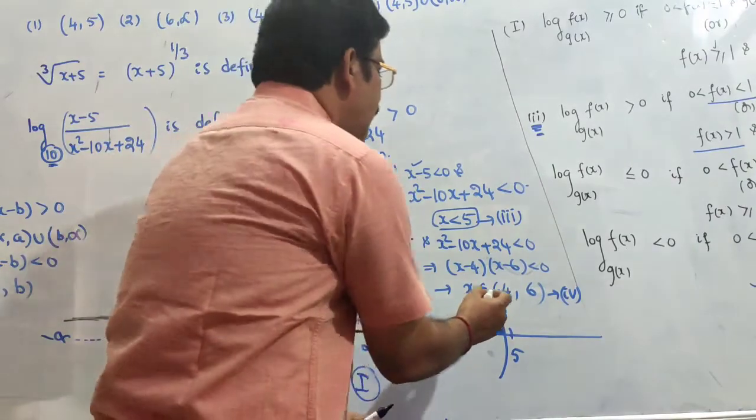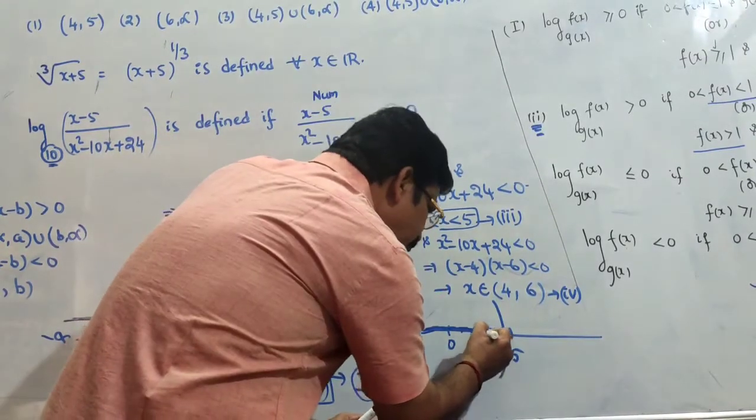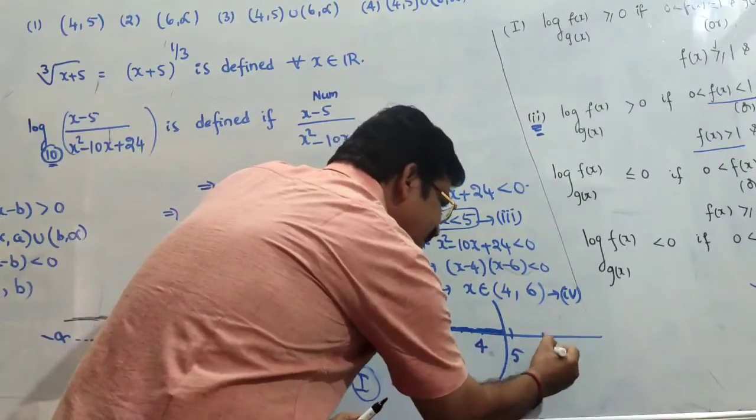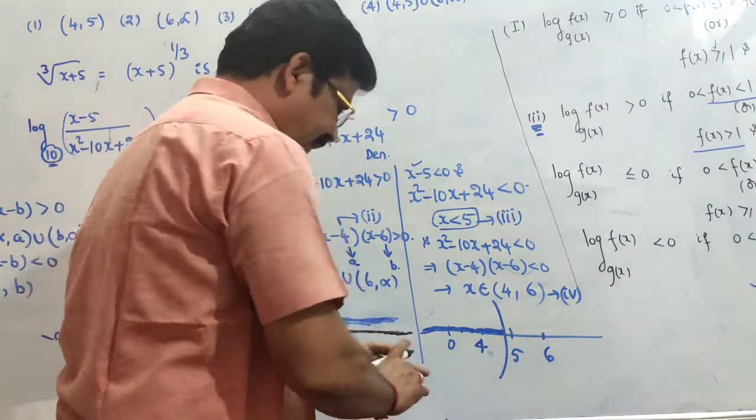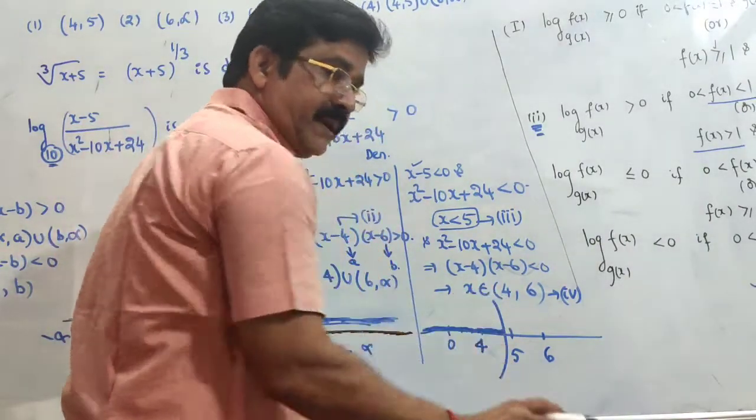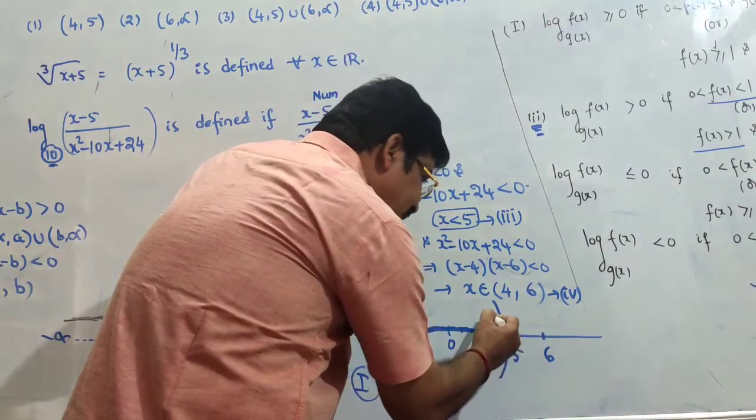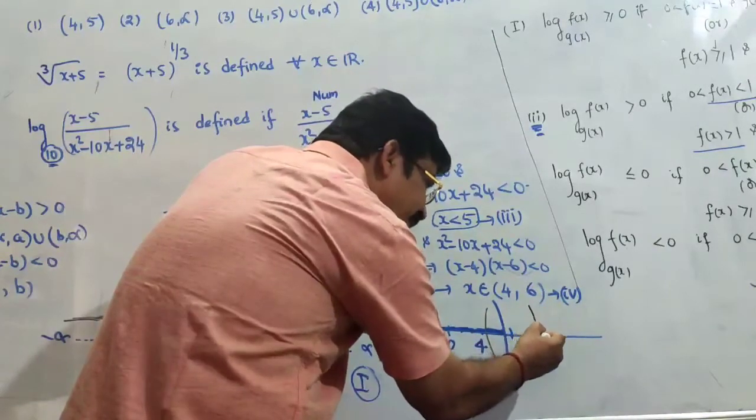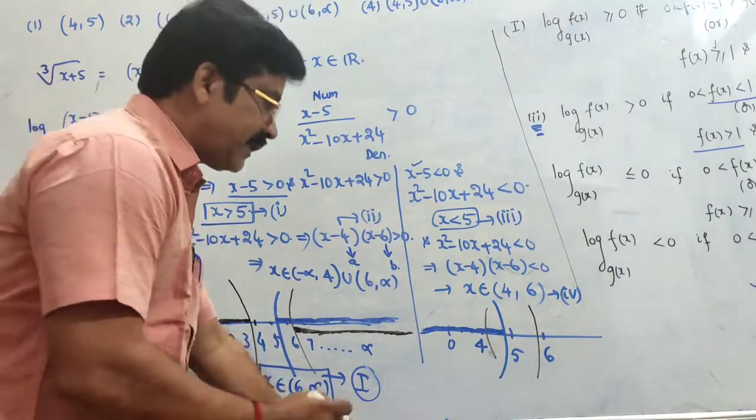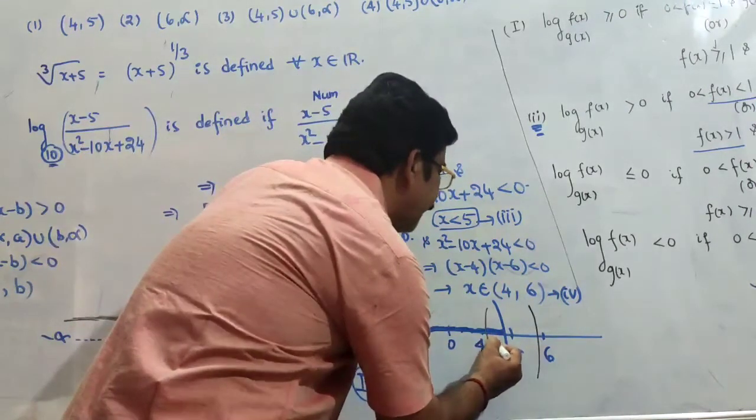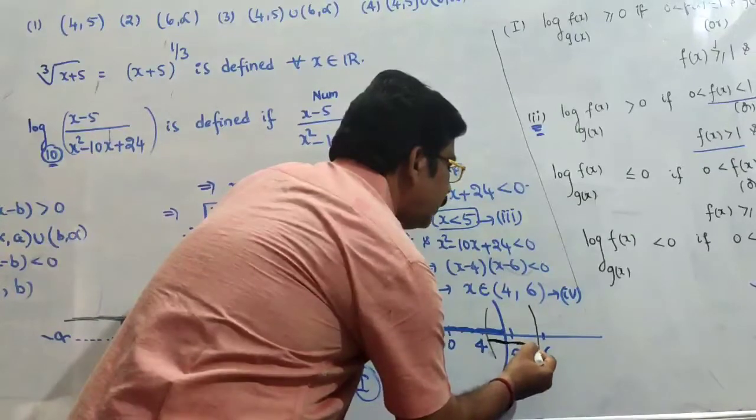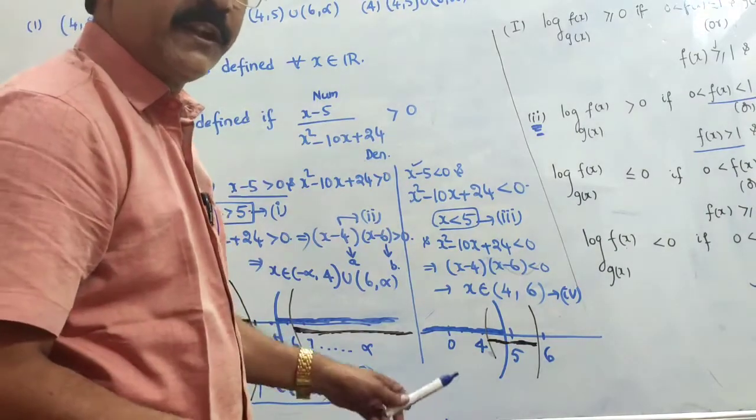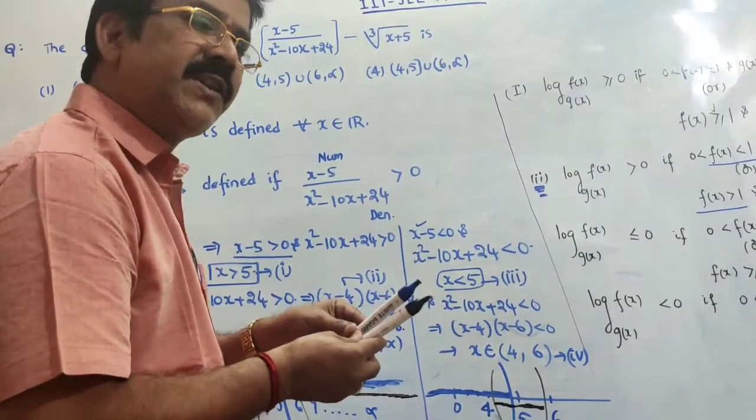Next, x belongs to 4 to 6. Where is 4? For example 4 is here. Where is 6? For example 6 is here. For this different statement I am taking a different color. So 4 to 6 means the open interval of 4 to 6, in black. Now the combined solution is black and blue, meaning the common shaded part.